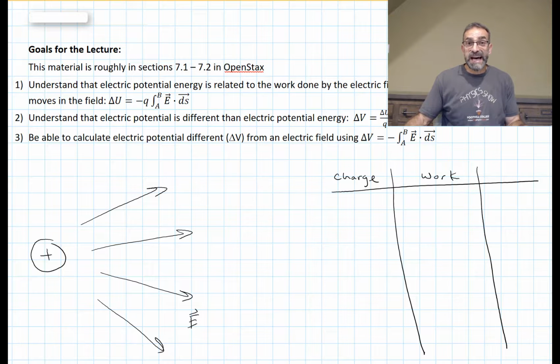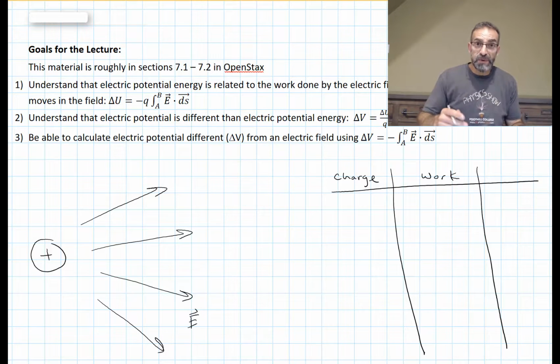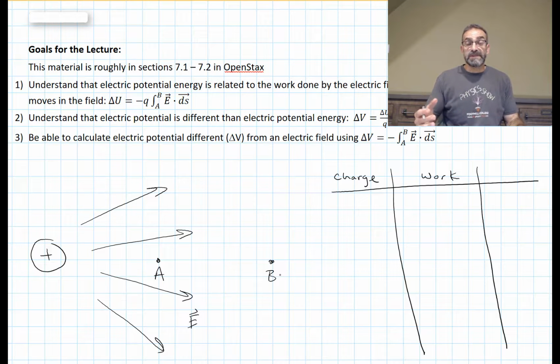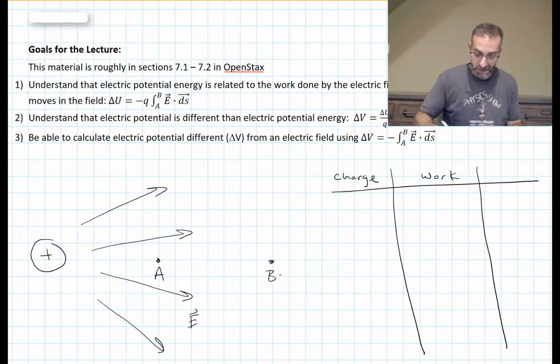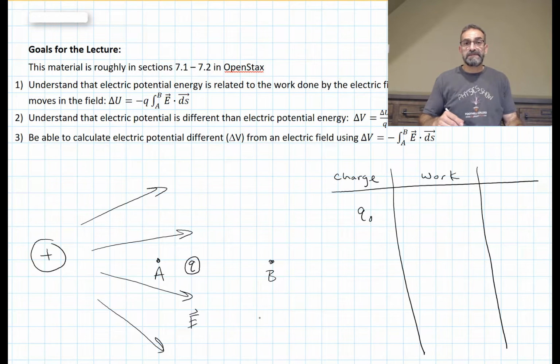So you're anxious to see how we're going to use the electric potential, aren't you? Let's take a look at this situation. We have a charge distribution that's filling the space around it with an electric field. We want to move a particle from A to B in that electric field. And our particle has some charge on it. Let's say it has charge Q naught.